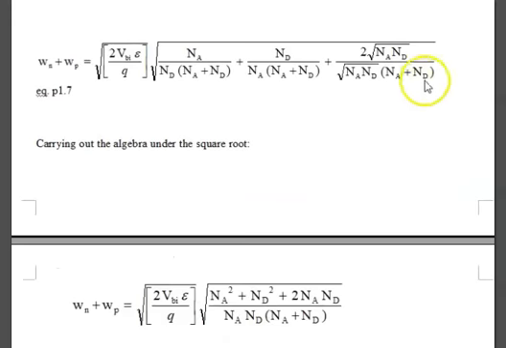So I get the square root of Na plus Nd divided by the product of Na and Nd, and that is equal to 1 over Na plus 1 over Nd, and that is the equation that we see. That is this equation right back here.